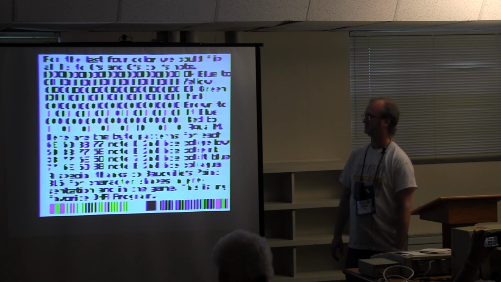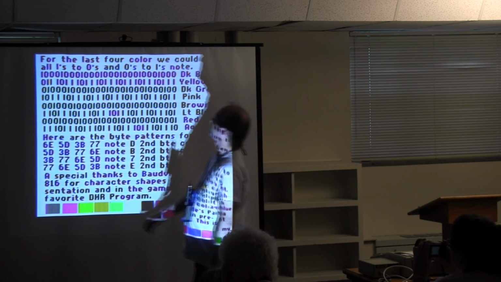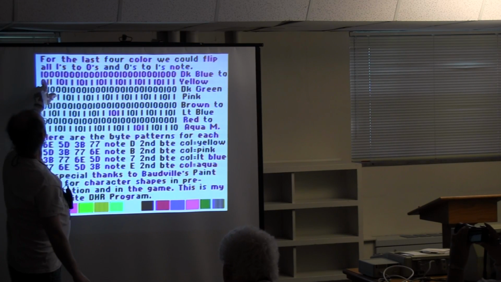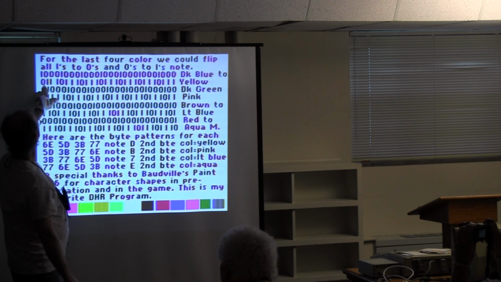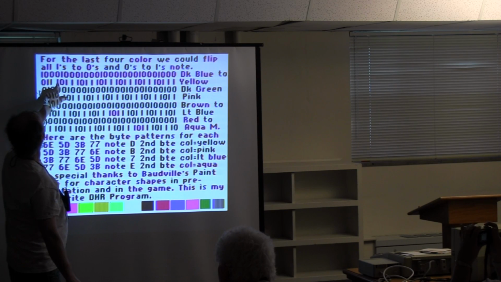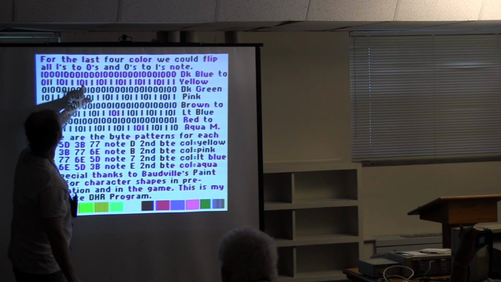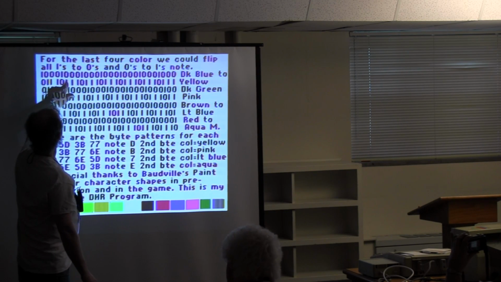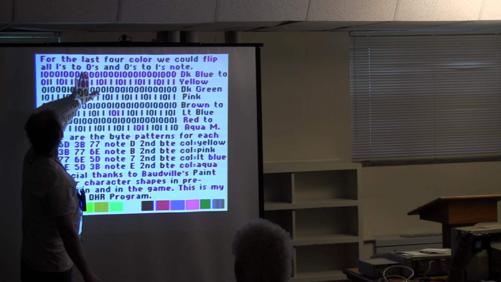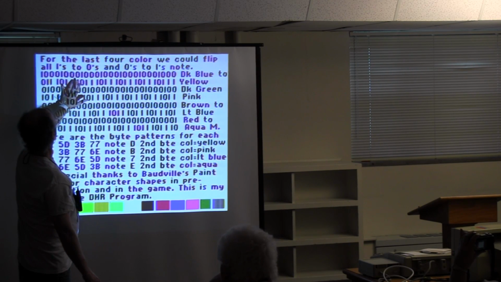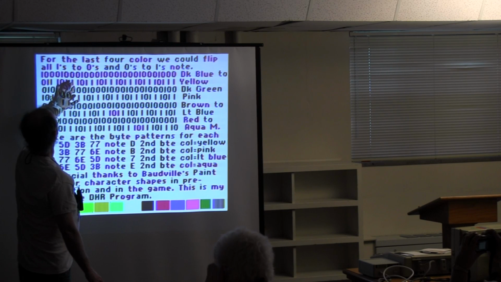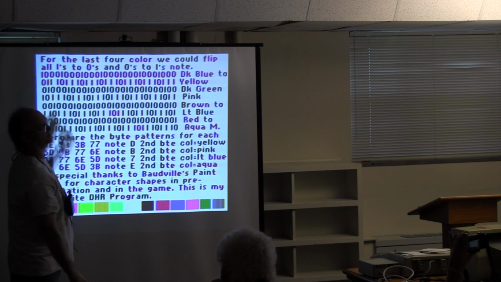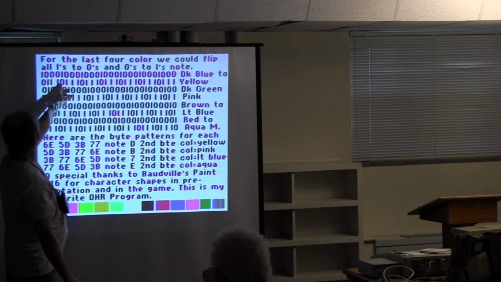Here's the last page. Now notice if we flip all 1s to 0s and all 0s to 1s on dark blue, look what we got now: 0, 1, 1, 1, 0, 1, 1, 1, 0, 1, 1, 1, 0. The 8's would be a 0, so it's 0, 1, 1, 0, which is a 6. Then 1, 1, 1, and the least significant bit 0 is an E. So this value is a 6E.